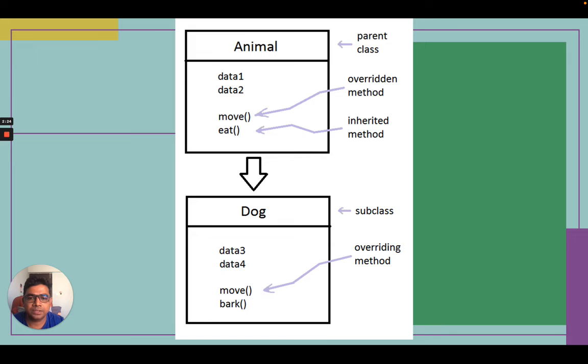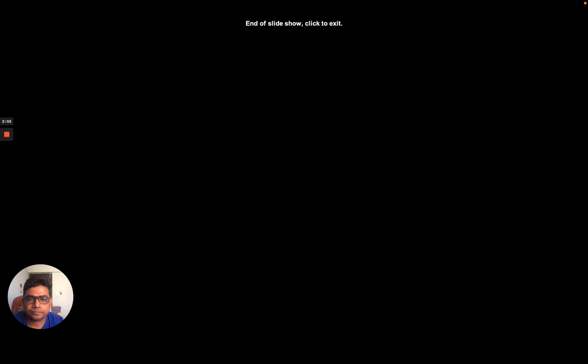With a similar example of a parent-child relationship, the Animal class is getting extended by the Dog class. Dog is the child class and Animal is the parent class, where you can override the methods move and eat. If move is getting overridden by Dog in the Dog class and I want to call the move of the Animal class, I can call that through the super keyword.